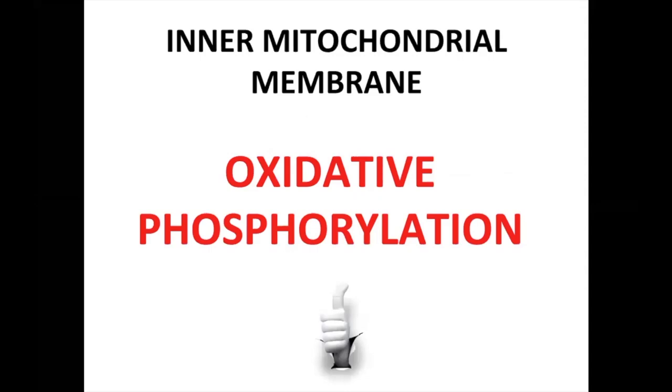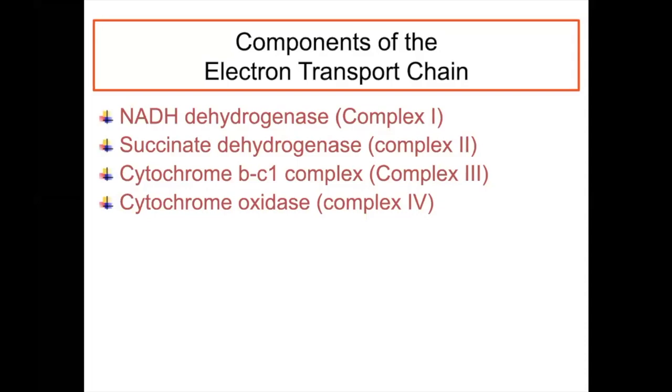So, a flashcard to remind everyone: where does oxidative phosphorylation occur? It occurs in the inner mitochondrial membrane.